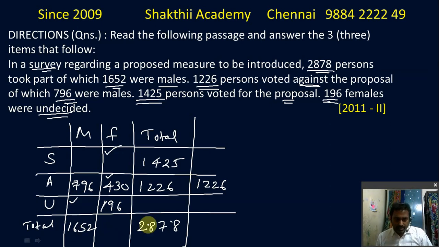Now when I take the difference of these two, I'll get the total number of females. 2800 and 1600, what is the difference? You will get 1200. This 78 and 52: 70 and 50 means 20, 8 and 2 means 6. So you'll get 1226. That's what we are getting.